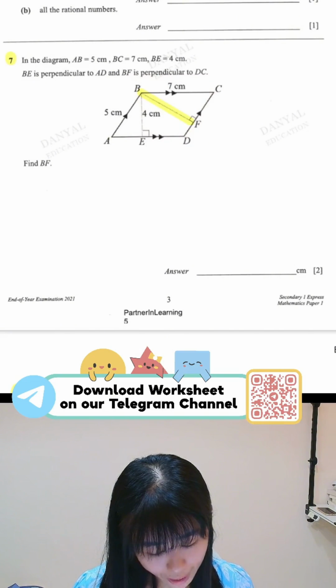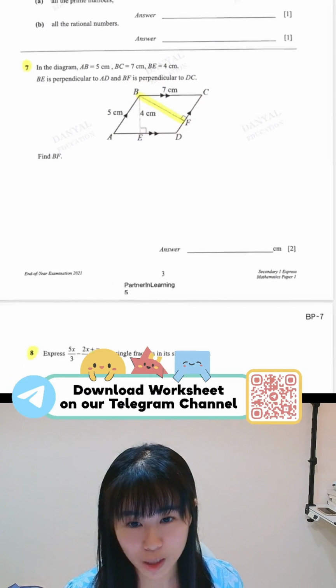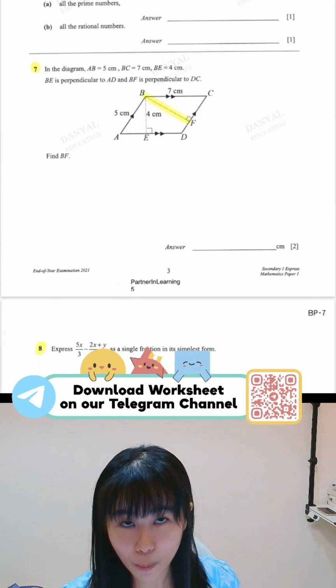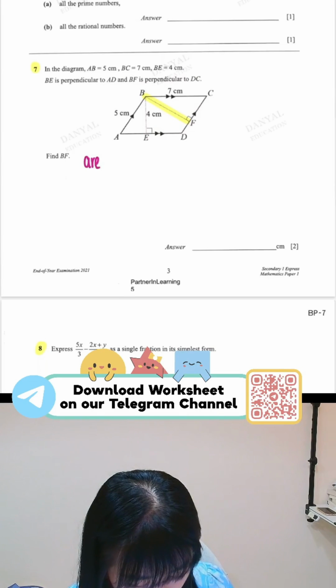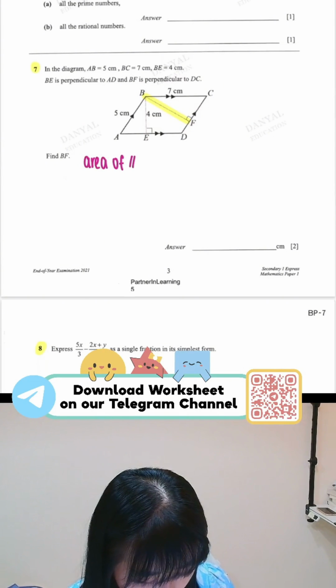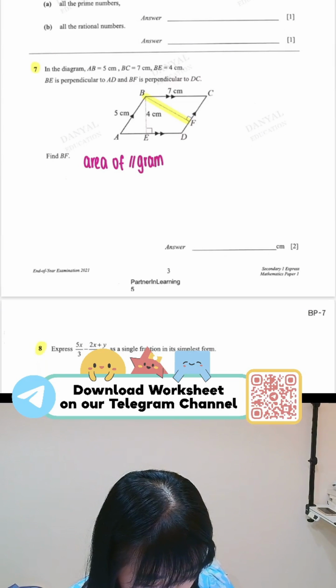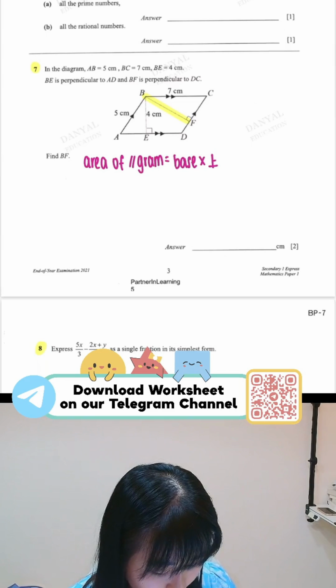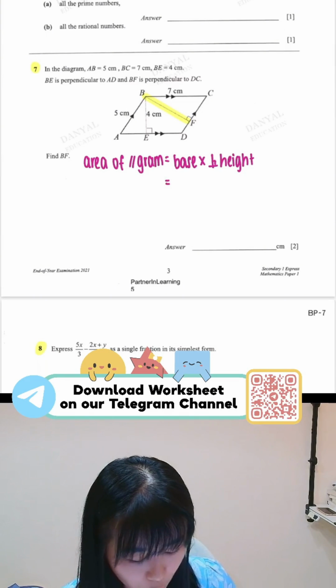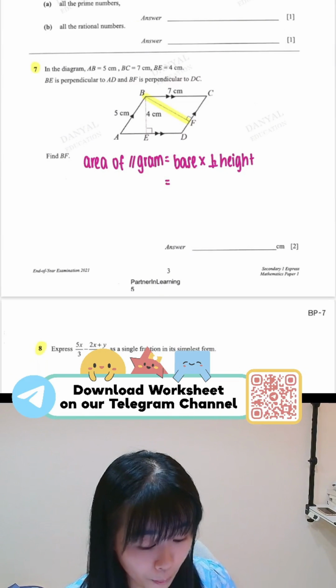So what can we do here? You must know the formula for area of parallelogram. Area of parallelogram is base times perpendicular height. Now, your base must be a side of your parallelogram.